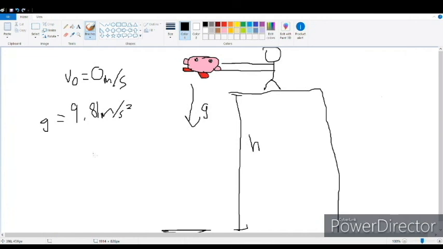So, in conclusion, height and time are directly proportional. As height increases, time will increase as well, and as height decreases, time will decrease as well. And that's the end of the experiment and conclusion.